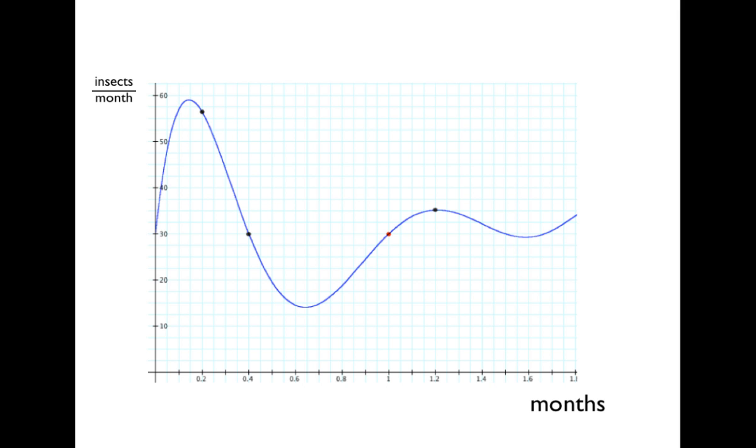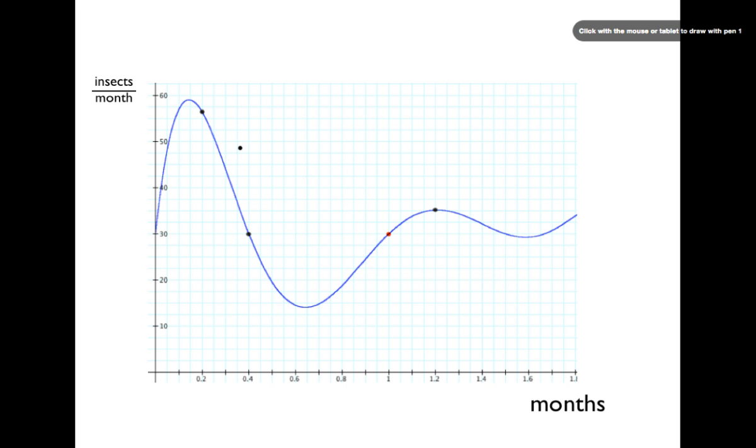So you had a graph that looked like this, right? And this was what kind of function? Rate of change function, right? And I asked you to talk about what's happening to the population, say, at 0.4 months. So what is happening to the insect population at 0.4 months here?